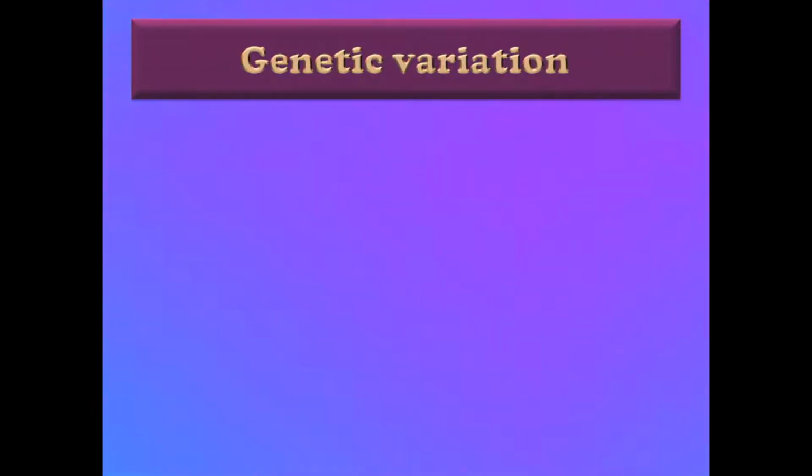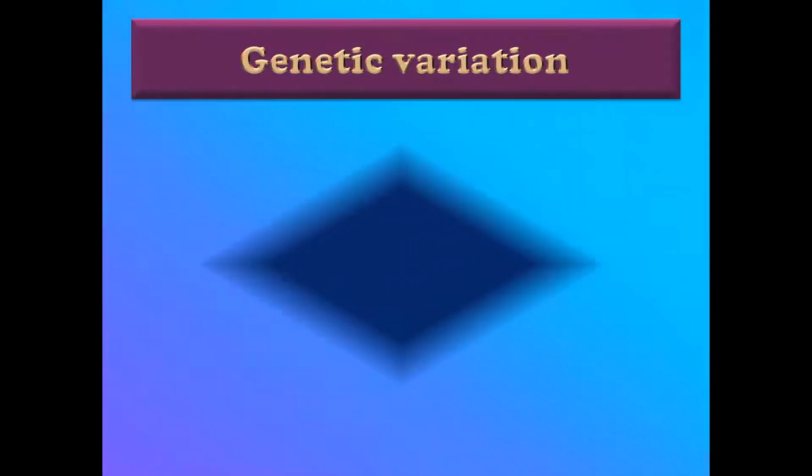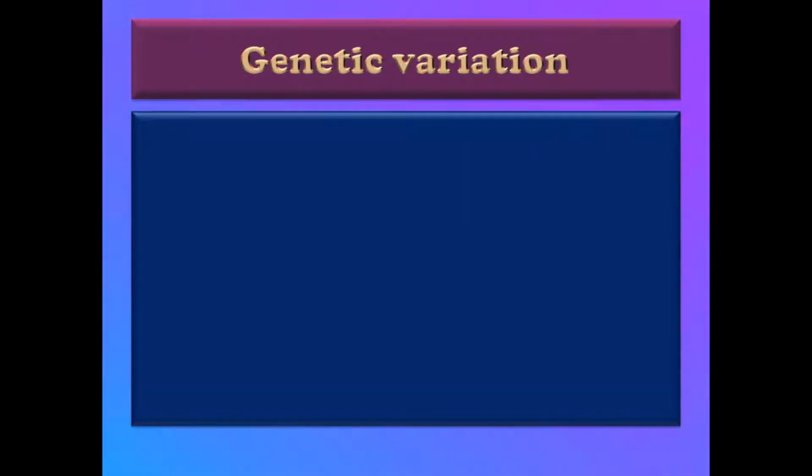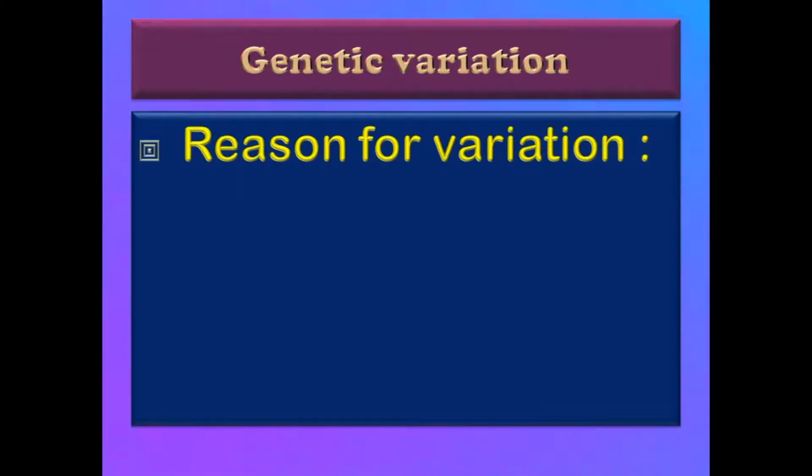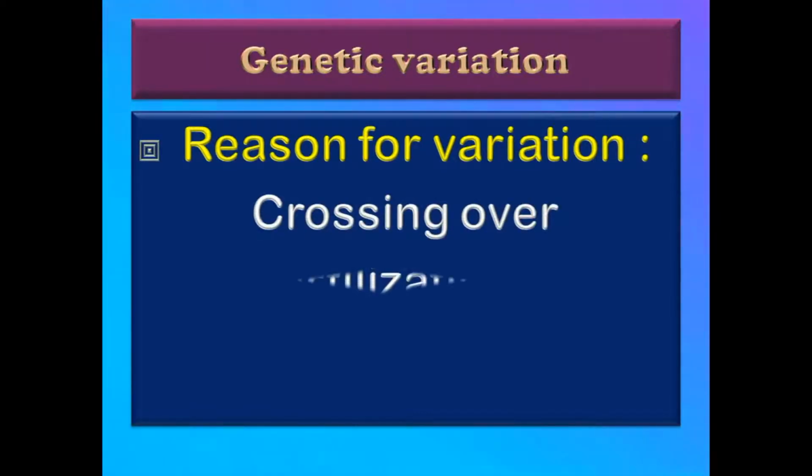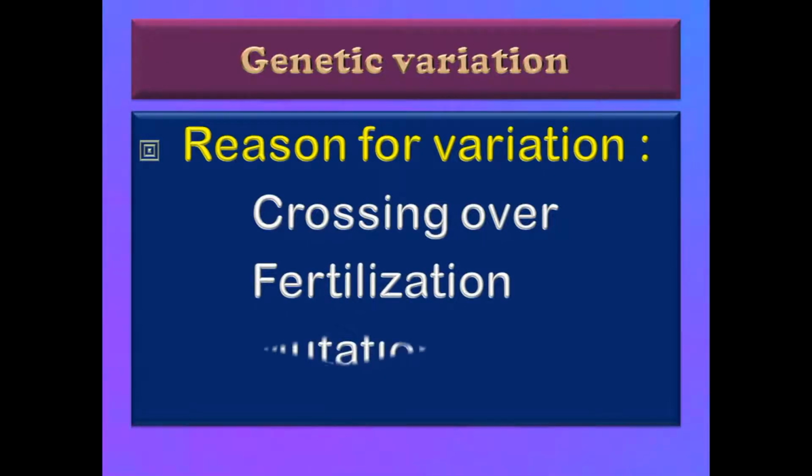Now let's move to the next topic, genetic variation. So what do you mean by variation? Difference, isn't it? Characters which are different from their parents are known as variation. The main reasons for variations are crossing over, fertilization and mutation. So which are the three reasons for variation? Crossing over, fertilization and mutation.